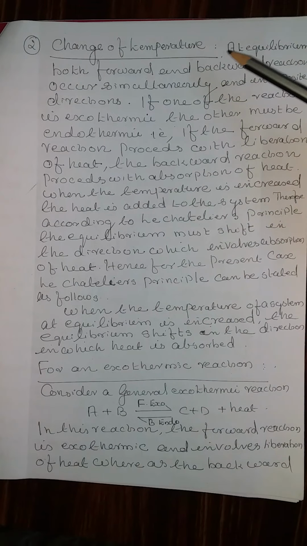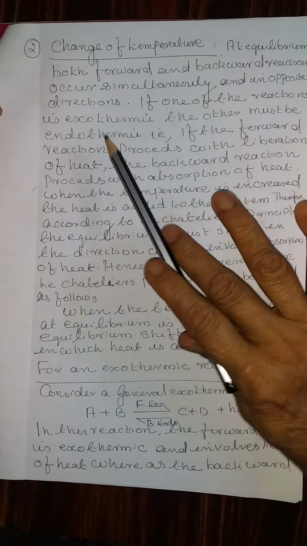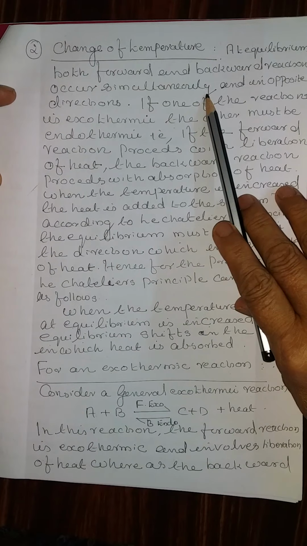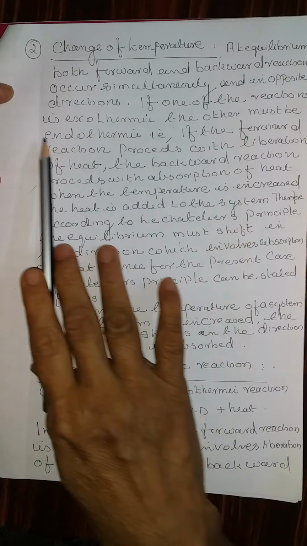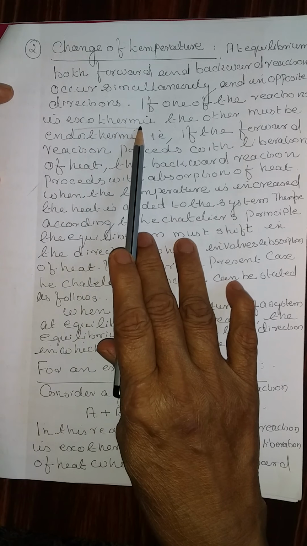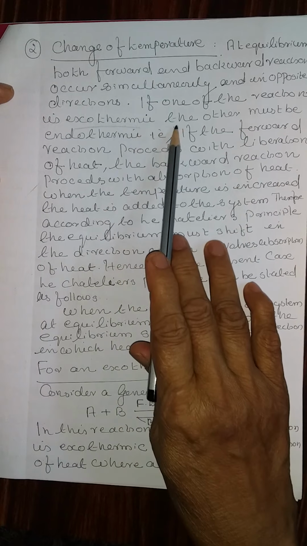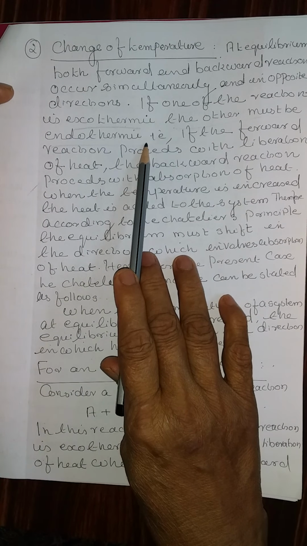Second one, change in temperature. At equilibrium, both forward and backward reactions occur simultaneously and in the opposite direction. If one of the reactions is exothermic, meaning with the liberation of heat, the other must be endothermic, that means absorption of heat.